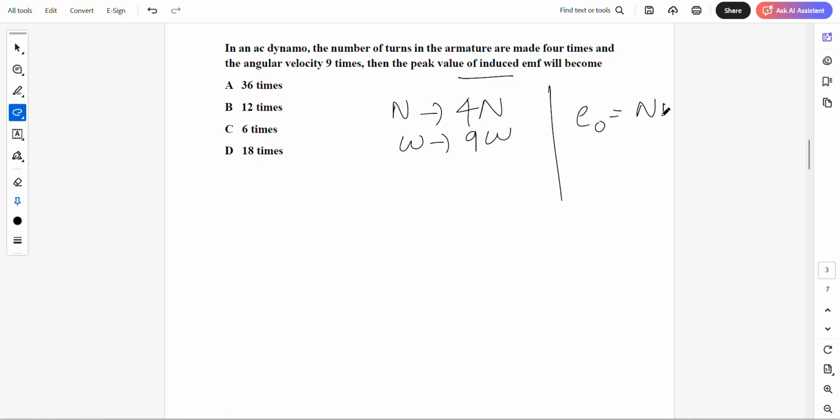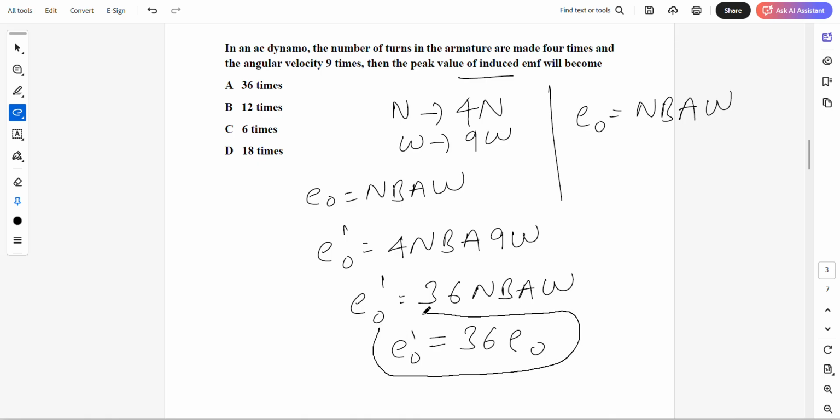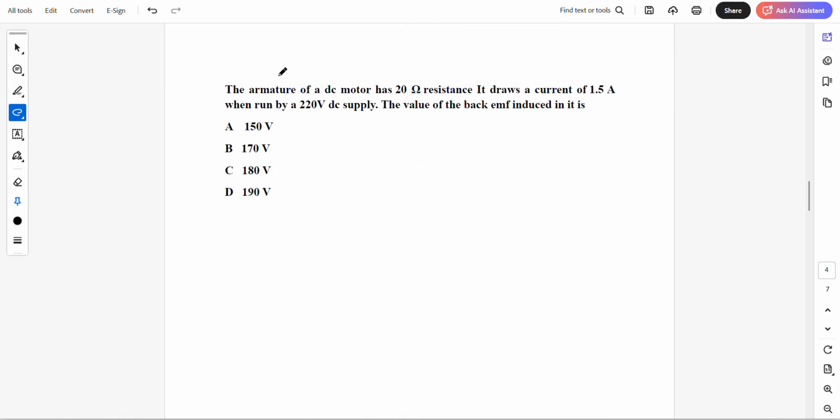The peak value of EMF induced, just now I told you, E naught is equal to NBA into omega. Therefore E naught dash, in place of n I'll be writing 4n, into B into A as it is, omega is 9 omega. E naught dash is equal to 4 nines are 36, so 36 NBA omega, that is 36 E naught. So E naught dash is 36 times E naught. This is the right answer. Hope you understood this one. We'll go to the next problem.